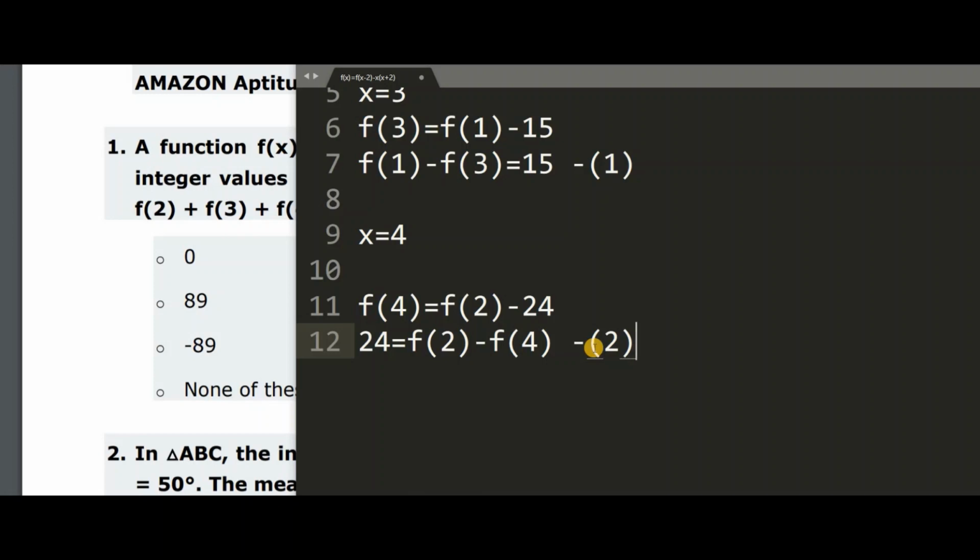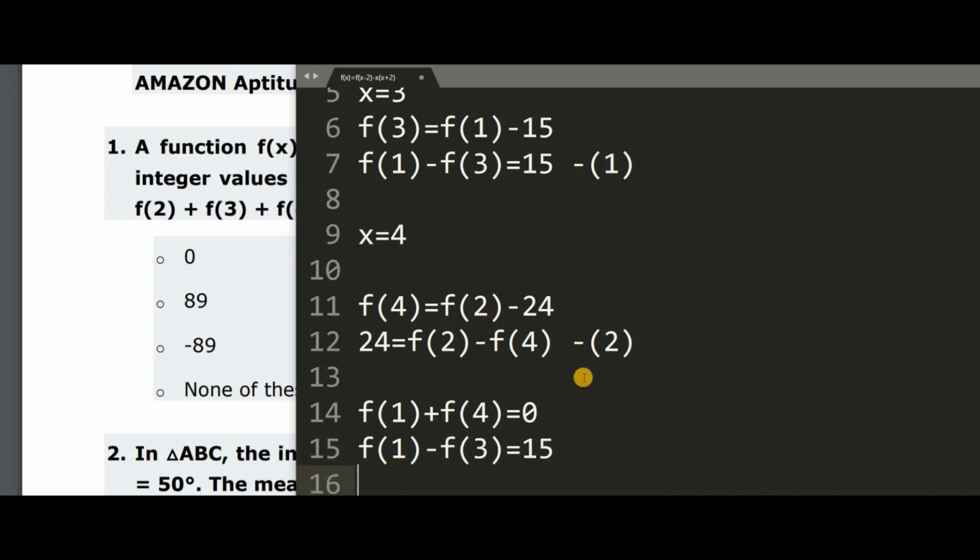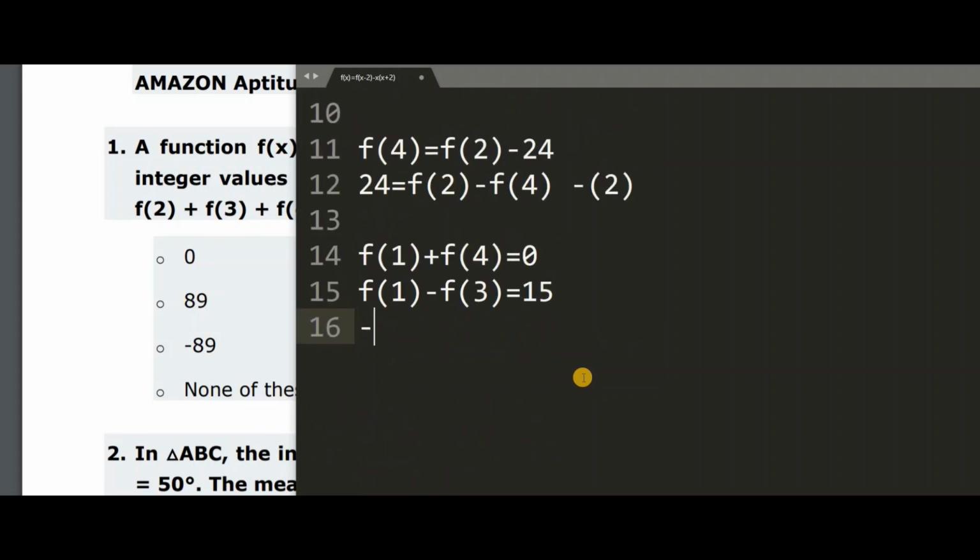So now let us solve equation 1 with the given equation, that is f(1) + f(4) = 0. So let us write f(1) + f(4) = 0 and f(1) - f(3) = 15. If we solve this, we will get f(3) + f(4) = -15. So we have to subtract both these equations, then we will get this equation.